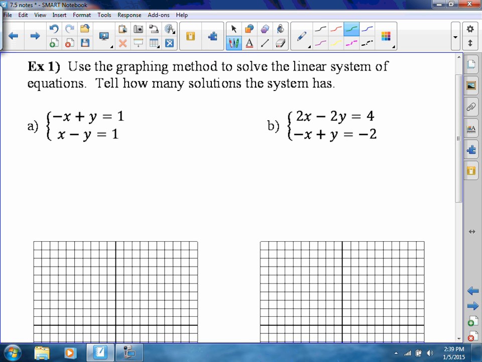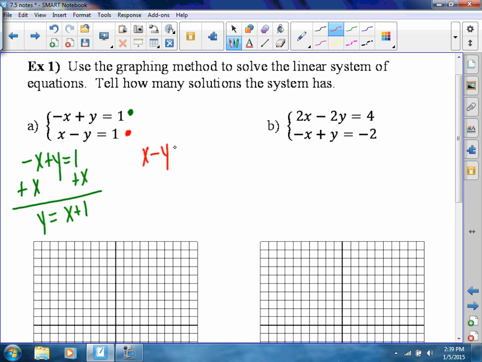And remember, when we graph, we have to solve each equation for y first. So for part A here, I'm going to take this top equation. I'll do it in green. So we have negative x plus y equals 1, and I'm going to solve it for y. So I'm going to add the x over. So y equals x plus 1. And then the other equation, let me do that in red, is x minus y equals 1. So to solve that for y, I'm going to subtract the x. And then I'll divide everything by negative 1. So that's going to change all my signs.